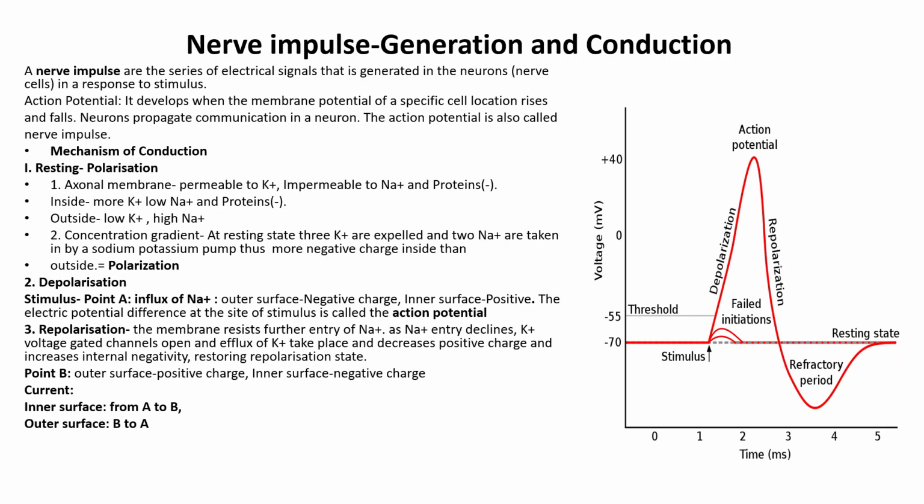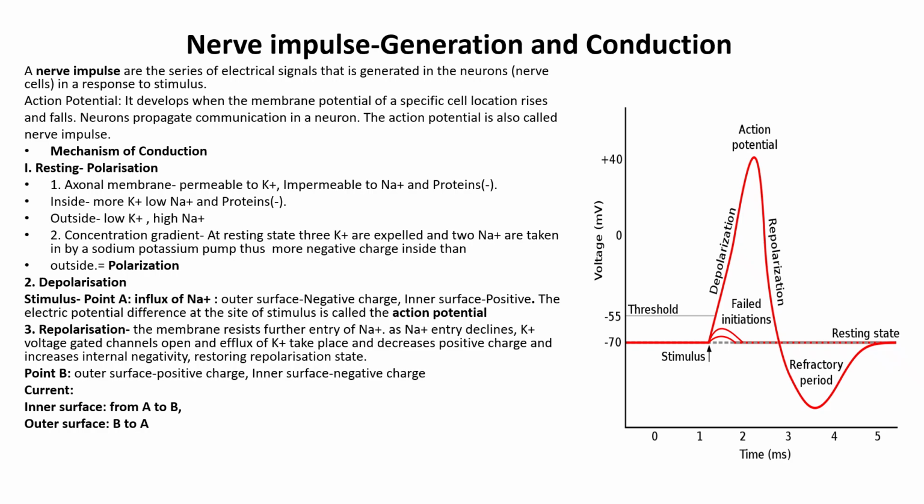So nerve impulse, in that we will see generation and conduction. Nerve impulses are a series of electrical signals that are generated in neurons, that is nerve cells, in response to a stimulus. The action potential develops when the membrane potential of a specific cell location rises and falls. So neurons propagate communication in a neuron. The action potential is also called nerve impulse.